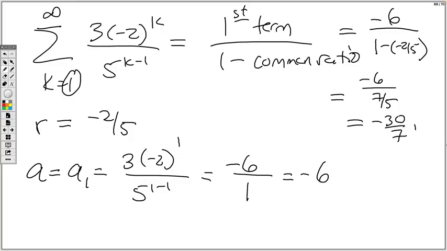Look for k's and exponents only. Prove it's geometric. If the ratio in absolute value is less than 1, it converges. And now we know how to find out where it converges to. Any questions on this example?